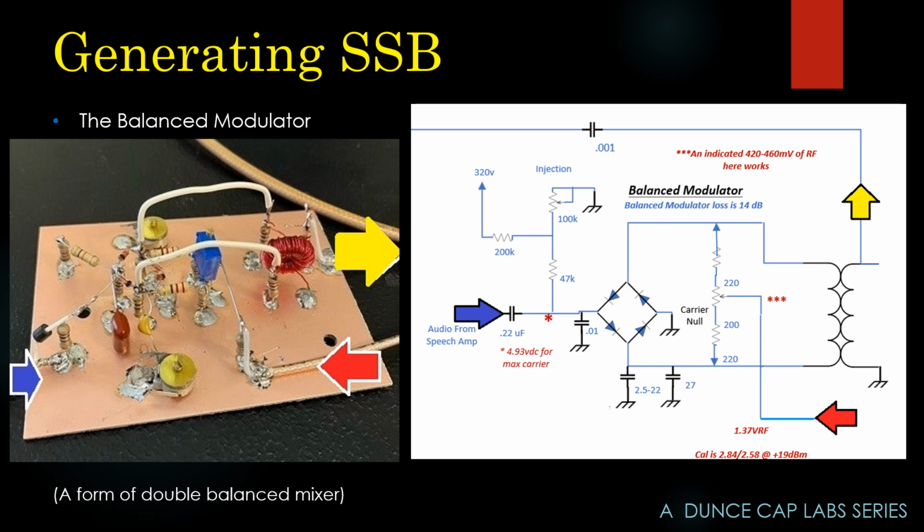This is the schematic diagram I ended up with. All of the components that are there are necessary to make it really work. Microphone audio from the speech amp comes in on the blue arrow. The local oscillator, or carrier oscillator, energy comes in on the red arrow. And the two sidebands leave on the yellow arrow.